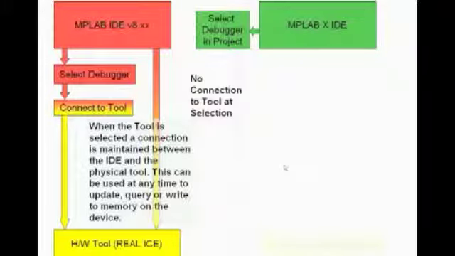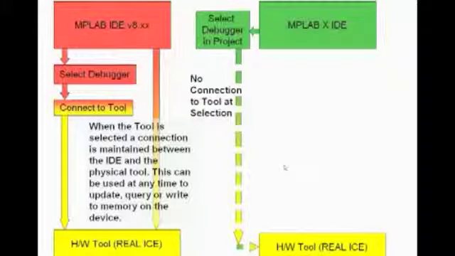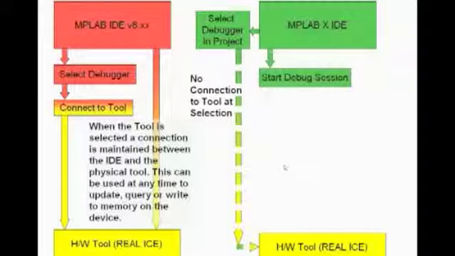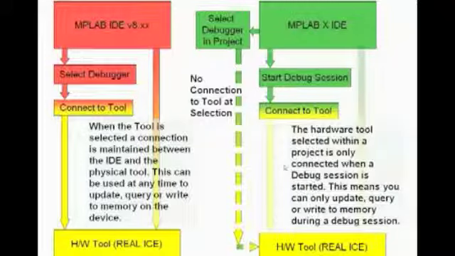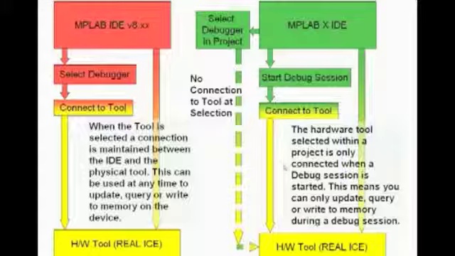Under the MPLAB X IDE, we select a debugger in the project. No connection to the tool is made at this selection time. When we start a debug session, we then connect to the tool. The hardware tool selected within a project is only connected when a debug session has been started. This means you can only update, query, or write to memory during the debug session.